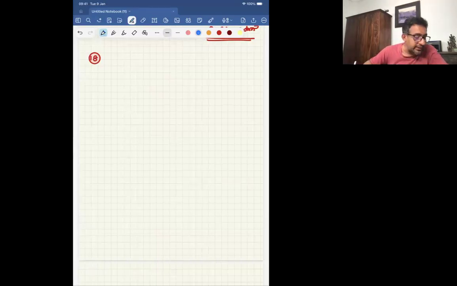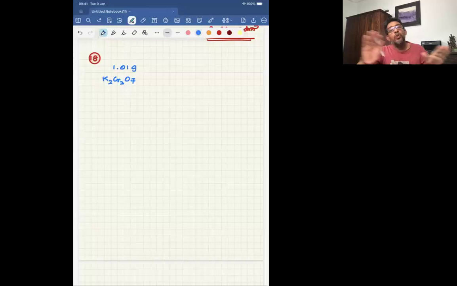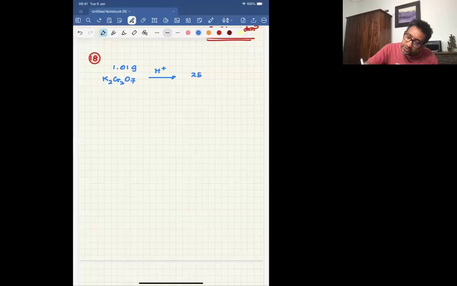Question number 18. Now focus on this. 1.01 grams of an impure sample of potassium dichromate, K2Cr2O7. That is 1.01 grams. It's not pure, it's an impure sample. It was dissolved in dilute sulfuric acid and made up to 250 milliliters. So you make it acidic, H plus, and you prepare a 250 milliliter solution.